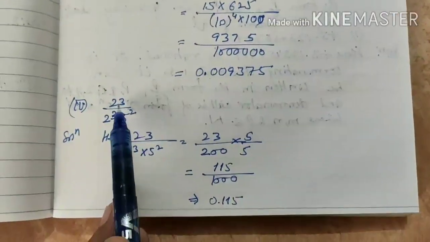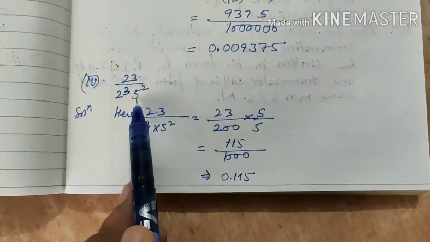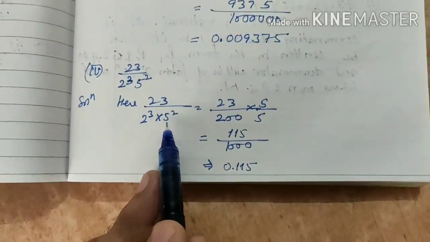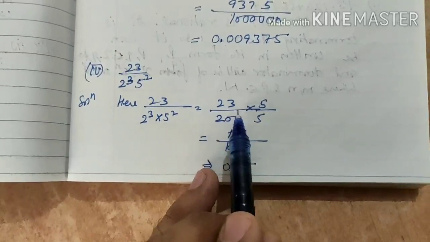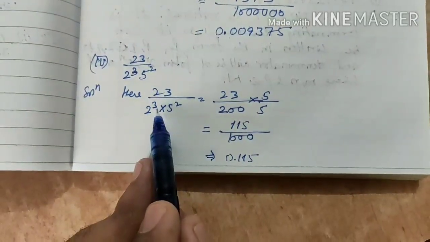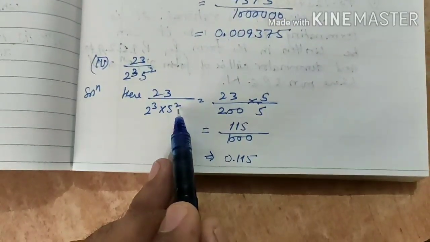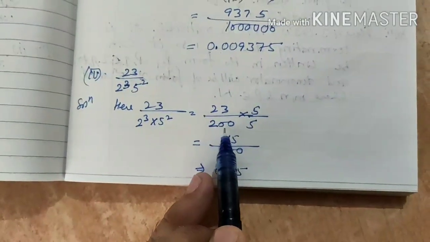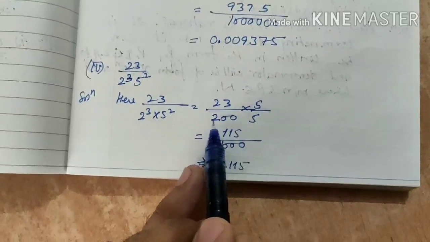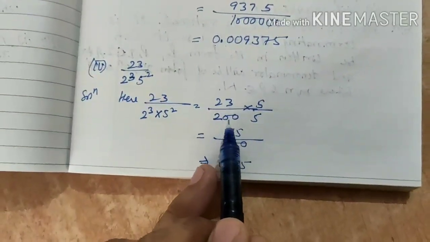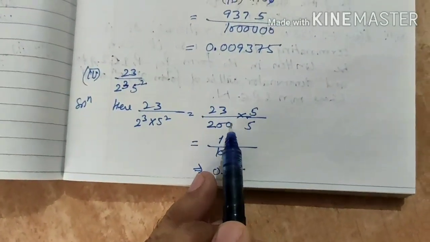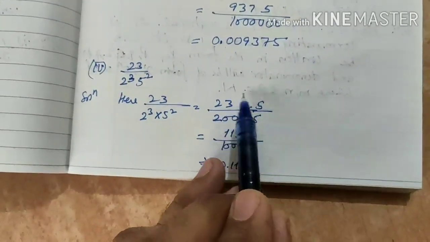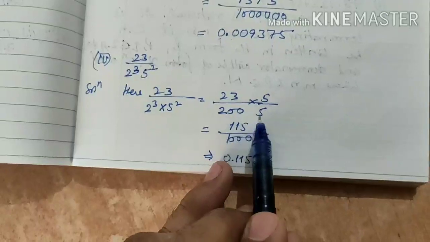The next part we have 23 upon 2 raised to power 3 and 5 raised to power 2. We can solve this: 2 raised to power 3 becomes 8, and 5 raised to 2 becomes 25. 25 into 8 becomes 200. So we have already 200 in the denominator, so we will make it a multiple of 10 by multiplying it by 5, and so this rational number will be 23 into 5 upon 200 into 5. So this will be 23 into 5 becomes 115, and denominator will be 1000.